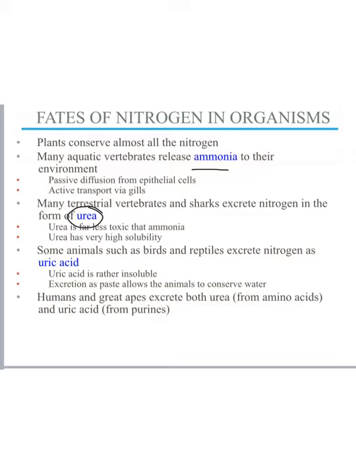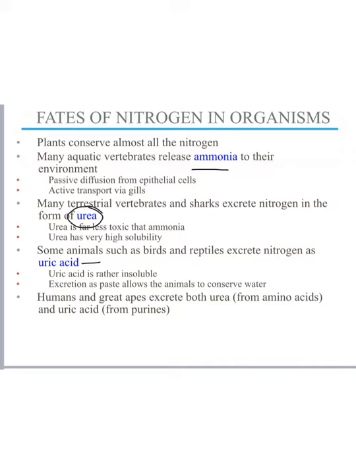Some animals, again, such as birds and reptiles, excrete their nitrogen as uric acid. As we know from the degradation pathways of nucleotides that we've talked about, uric acid is rather insoluble, so it's going to form crystals. It's not going to dissolve in water very well. It's excreted almost as a paste so that the animal actually conserves the water.